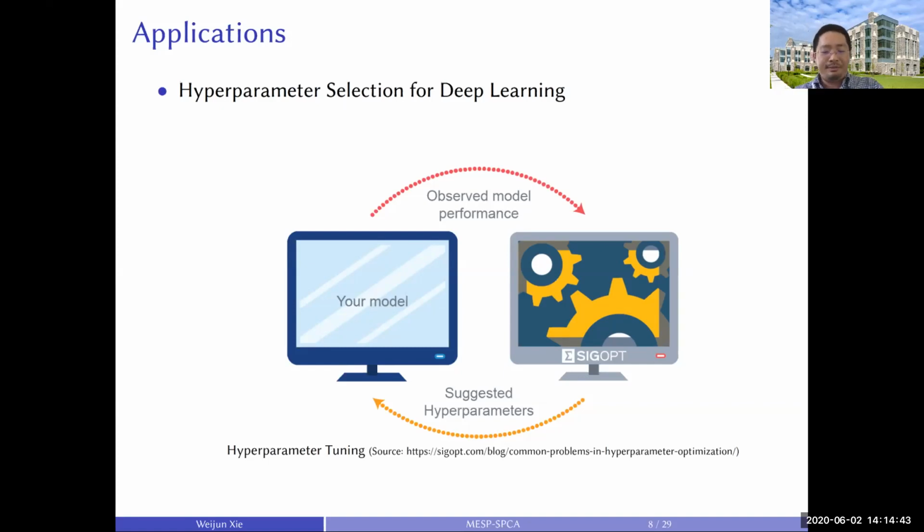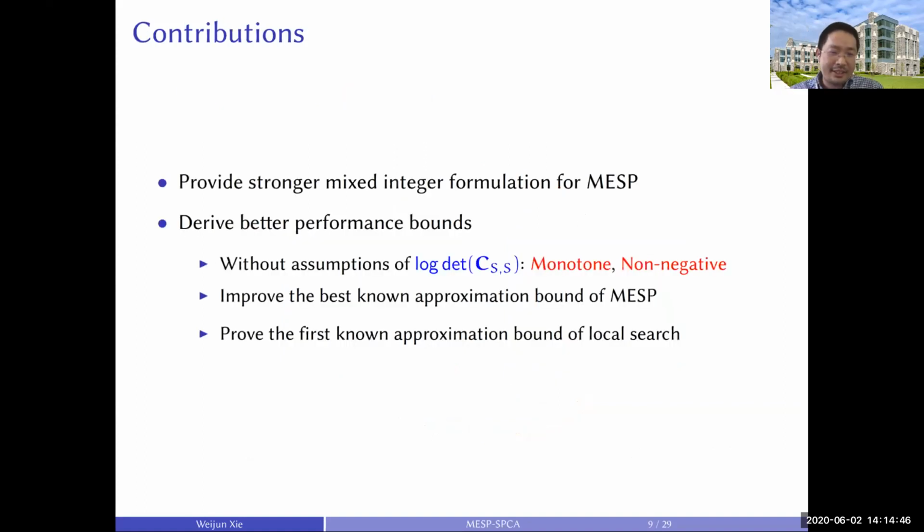Okay. So I hope you have some sense of this problem's importance. Our main contribution is based on the mathematical formulation and discrete optimization for this problem. In particular, we provide a strong mixed integer formulation for this maximum entropy sampling problem, and we derive a better performance bound compared to existing results. For our performance bound, we didn't assume anything about monotonicity, submodularity, or non-negativity. So our bound holds regardless of all these assumptions.